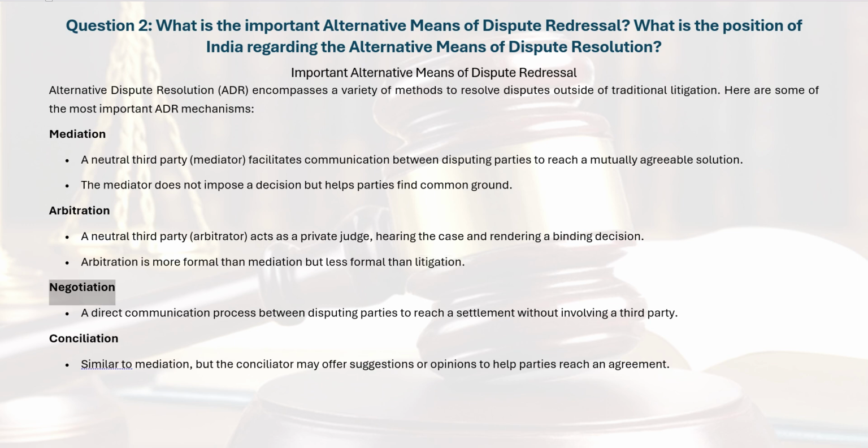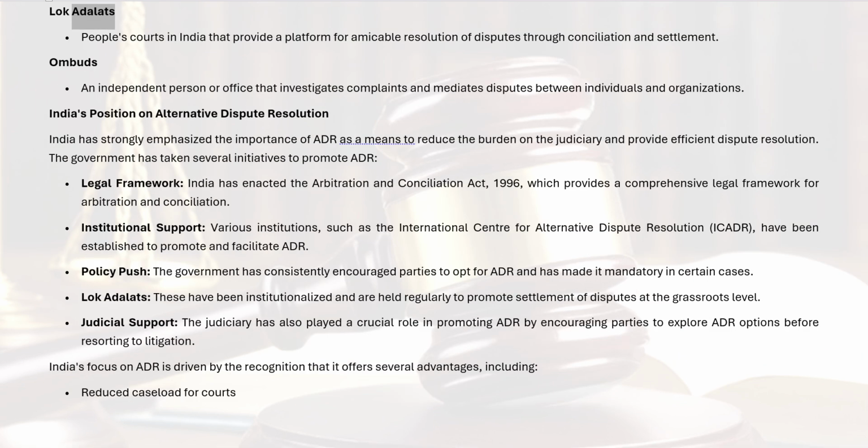Negotiation. A direct communication process between disputing parties to reach a settlement without involving a third party. Conciliation. Similar to mediation, but the conciliator may offer suggestions or opinions to help parties reach an agreement. Lok Adalats. People's courts in India that provide a platform for amicable resolution of disputes through conciliation and settlement. Ombuds. An independent person or office that investigates complaints and mediates disputes between individuals and organizations.